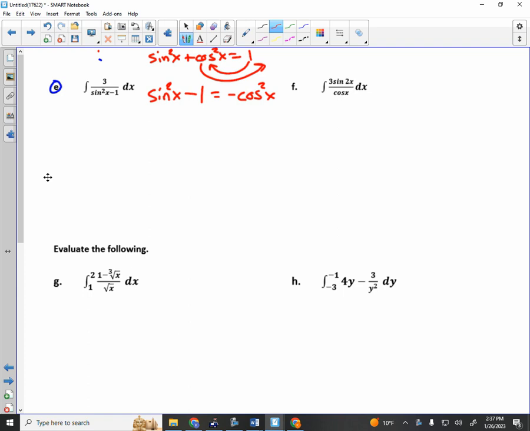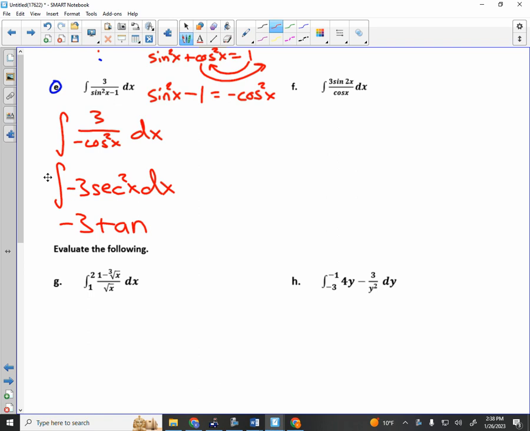So therefore, I can make this substitution. This is the integral of 3 over negative cosine squared of x dx. Hopefully you also remember that the reciprocal of cosine is secant. So this becomes the integral of negative 3 secant squared of x dx. And now you know that the antiderivative of secant squared, this was a problem on your last homework from the last unit, trying to prepare you for what you're going to see, negative 3 tangent of x plus a constant.